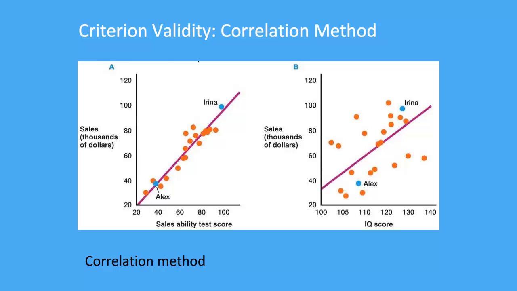If you're looking at the pattern of orange dots again here, it would be much harder to draw this purple line. There isn't a clear trend, there's no clear relationship, so you know that correlation is going to be closer to a 0. So that's not very good evidence for criterion validity. I would not say that IQ score is a good measure of sales. We just don't have the evidence for criterion validity here.